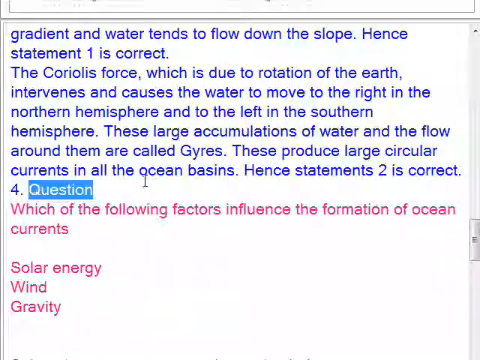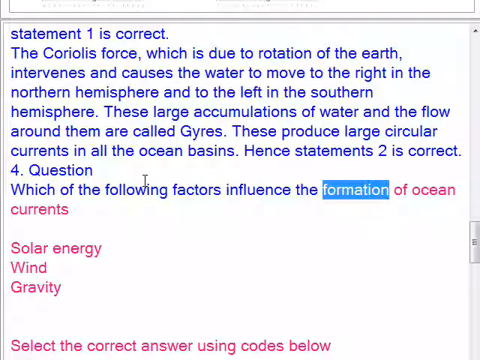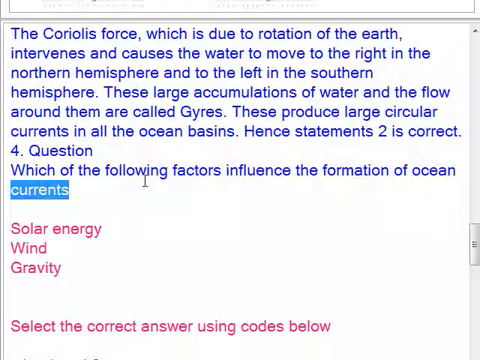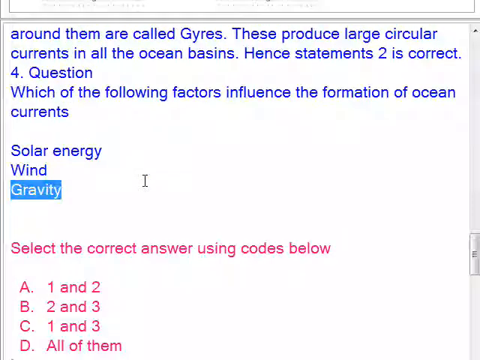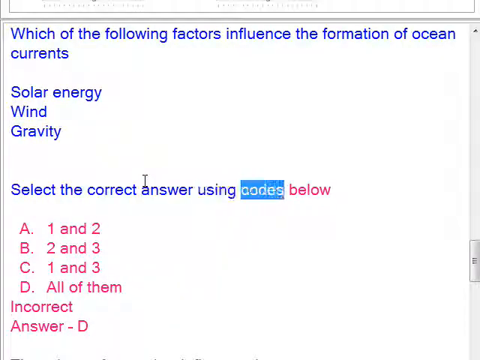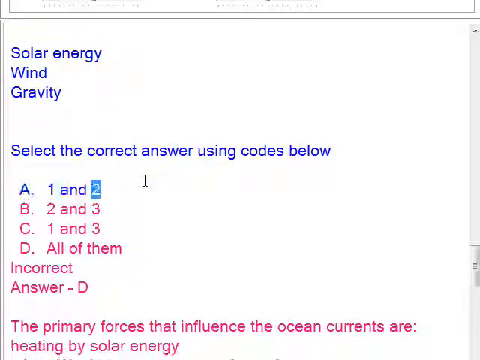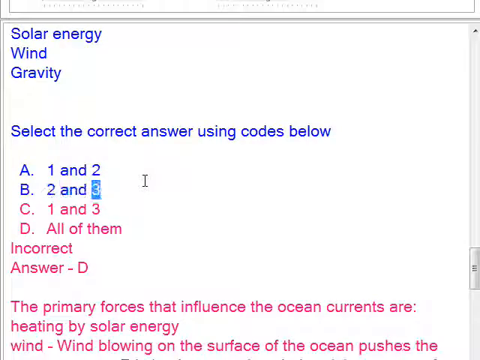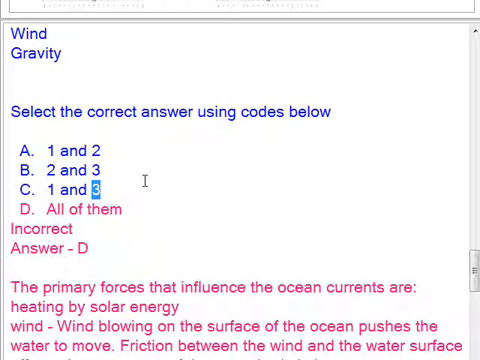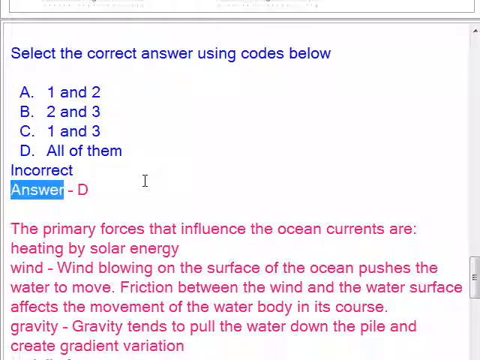4. Question: which of the following factors influence the formation of ocean currents? 1. Solar energy. 2. Wind. 3. Gravity. Select the correct answer using codes below. A, 1 and 2. B, 2 and 3. C, 1 and 3. D, all of them. Correct answer, D.